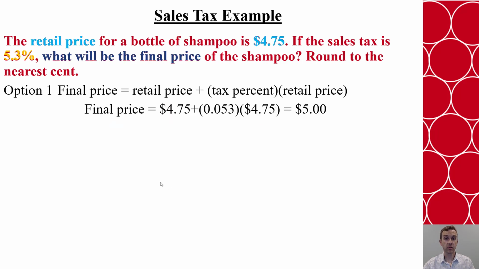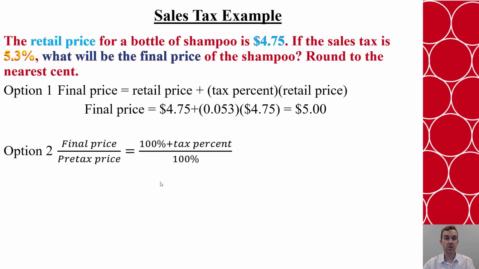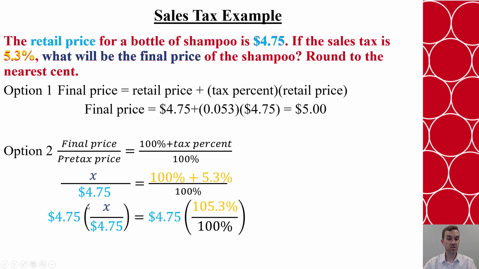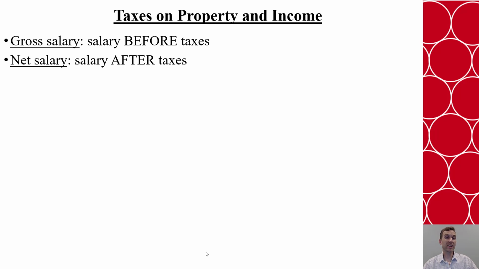Now, the other method we could use is the proportion. So let's look at that. Here, if I take all my different parts, I know that my pre-tax price was the $4.75. I know I'm paying 5.3% in taxes, and I want to find that final price. So I can multiply both sides by the $4.75, and that will leave me with X on my left side, and I'm going to multiply that by the 1 53 thousandths. Again, that's what we did in option 1 in reality, and we get the exact same price when we round to the nearest cent.